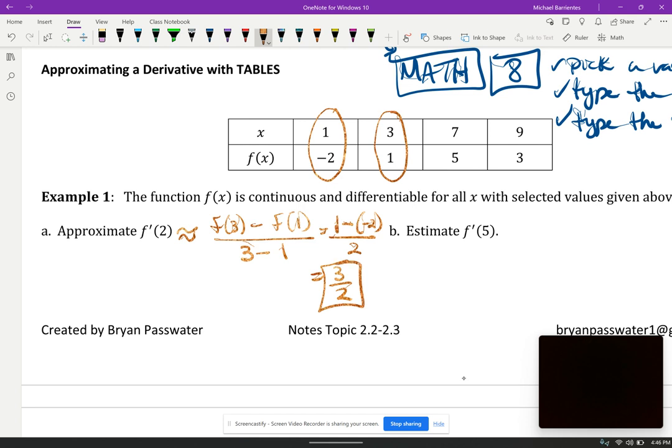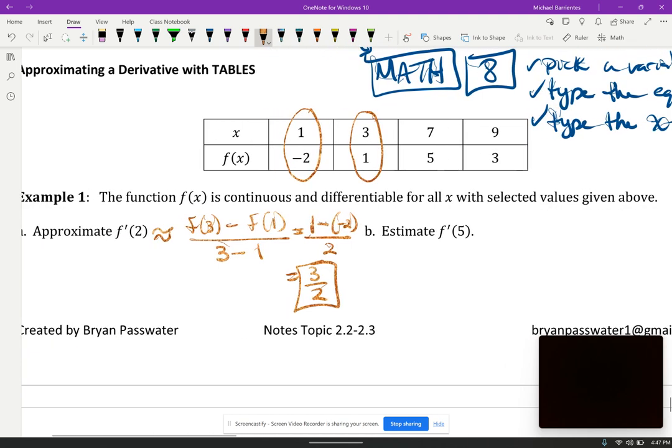Now notice, my symbols here tell me that I'm approximating this value with this work. But this is the same as that, which is the same as that. So notice I'm using equal signs here because all the work on the right side of the approximation symbol is equivalent. It's just that the work and the answer that I get is not exactly the derivative, it's an approximation.